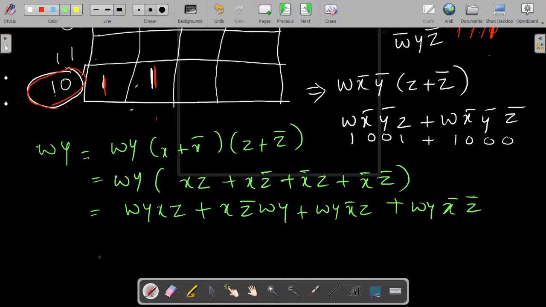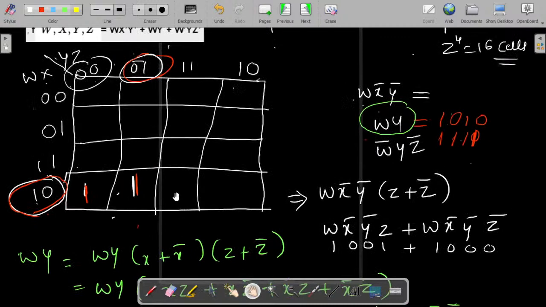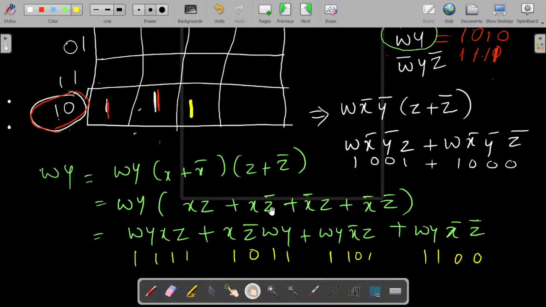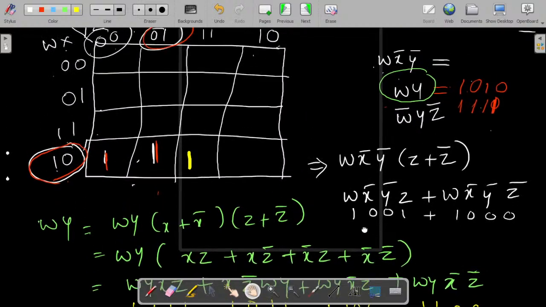Now here what you need to write: w y means 1 1 1 1, 1 1 1 0, 1 0 1 1, 1 0 1 0. So 4 times 1, and this is the term. Here you need to write 1. Likewise you consider for these 4 terms. In this way you need to write 1 0 1 1.